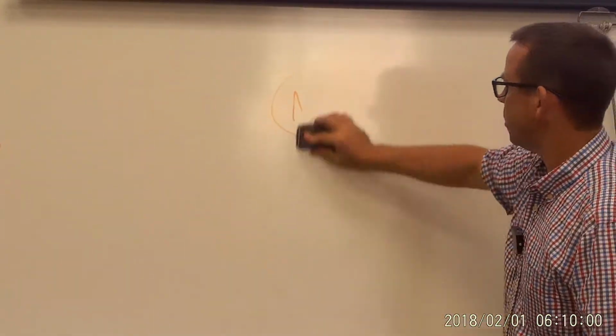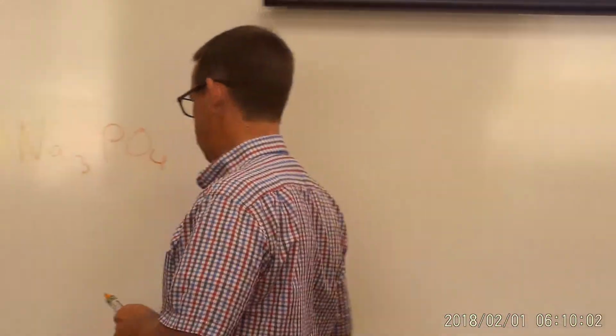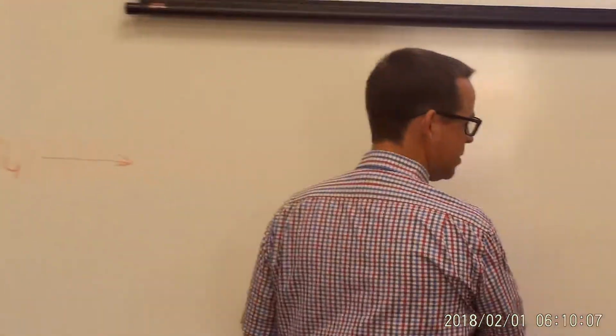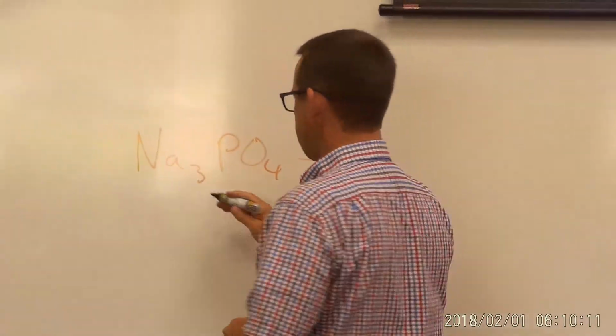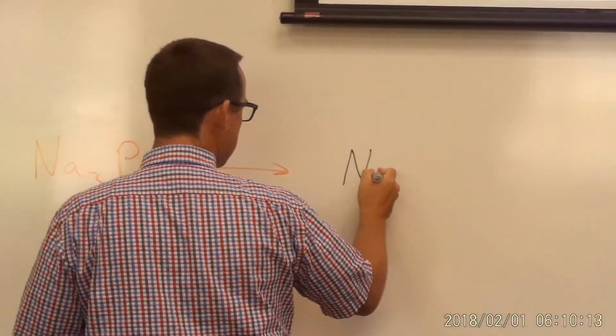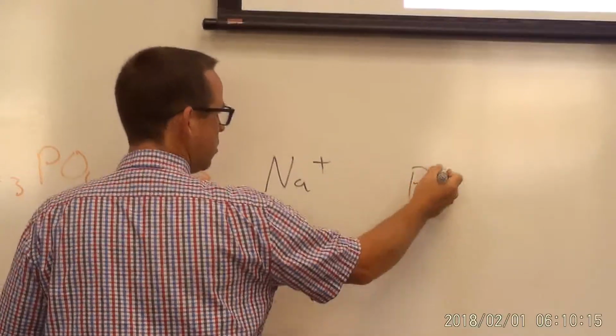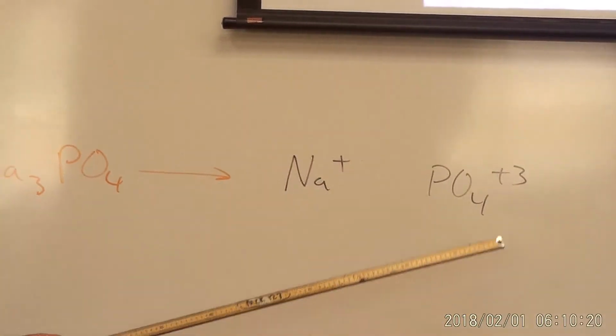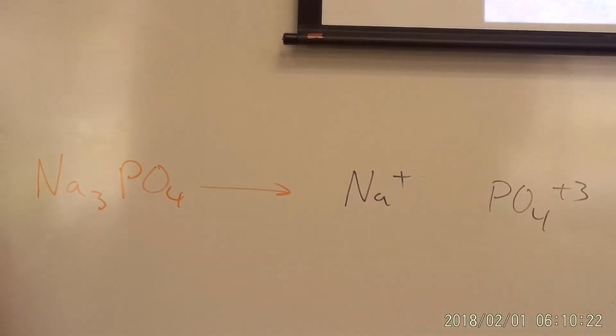What rule says it will or won't? Yeah, the first one says that sodium ions, or compounds that contain sodium, are always soluble. So I'm going to get sodium ions and phosphate ions, right? I know the phosphate has a 3 minus charge because of the polyatomic ion table.